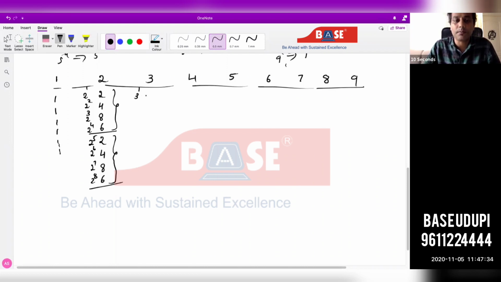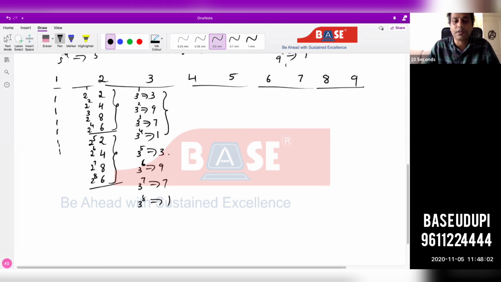3 power 1 is 3. 3 into 3 is 9. 9 into 3 is 27, but we take 7. 7 into 3, 21. 1 into 3, guys, back to 3. 3 into 3, 9. You can see the same, it's repeating. Then you have 7, back to 1. 3, 9, 7, 1. 3, 9, 7, 1.